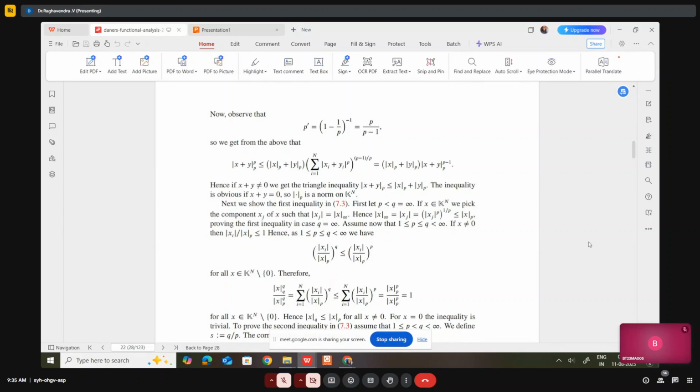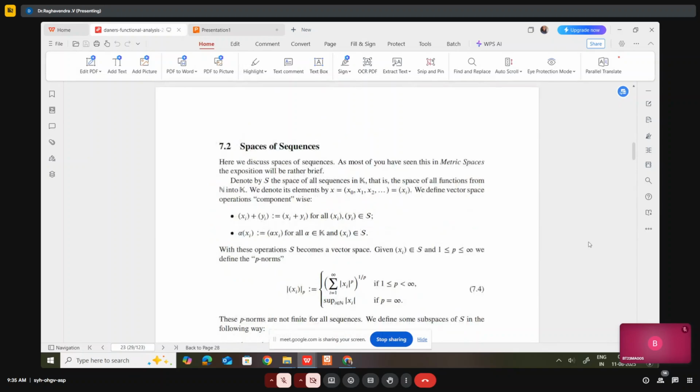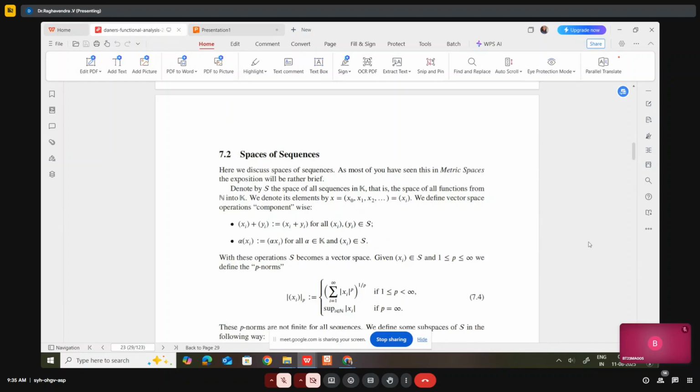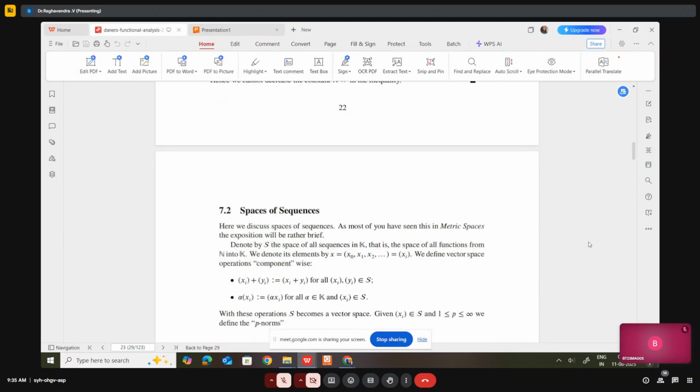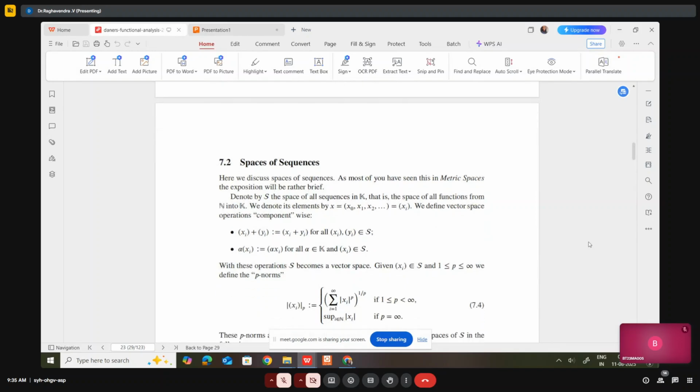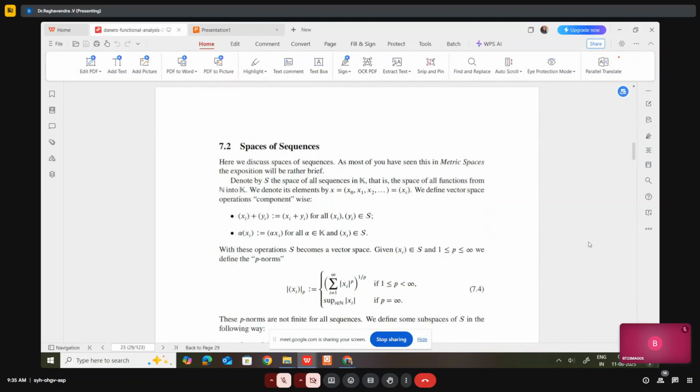Now we have assumed that this result is true for 1 strictly less than p less than infinity. What happens when p is 1 or infinity is a trivial matter, and I will allow you to do it yourself. The next one is a simple calculation. I will not try it. So that is the basic concept of the fact that the norm actually satisfies the triangular inequality.